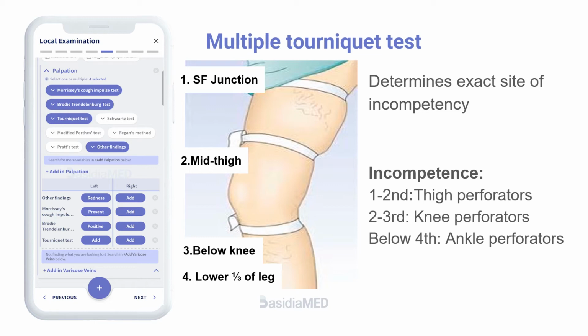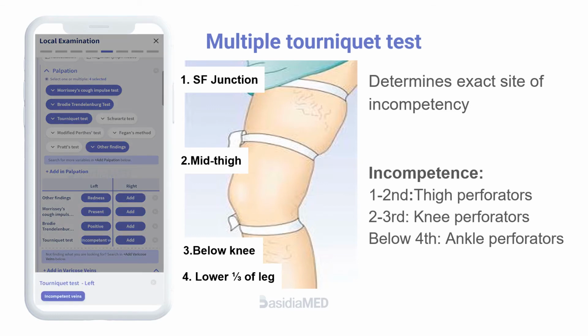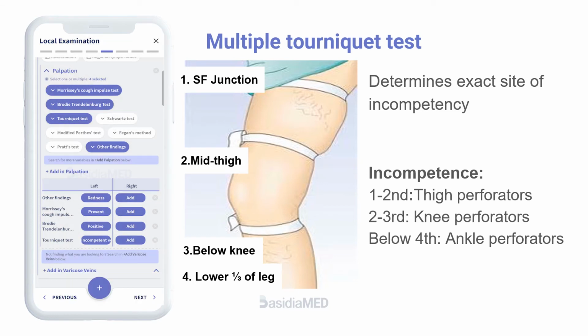Appearance of veins between first and second tourniquet indicates incompetent thigh perforators. Veins between second and third indicate incompetent knee perforator. And below the fourth, indicate incompetent ankle perforator.